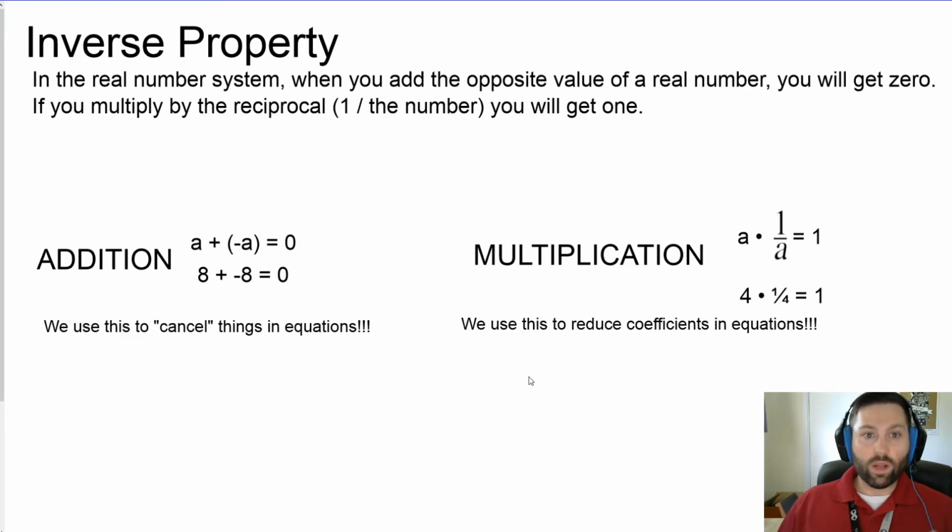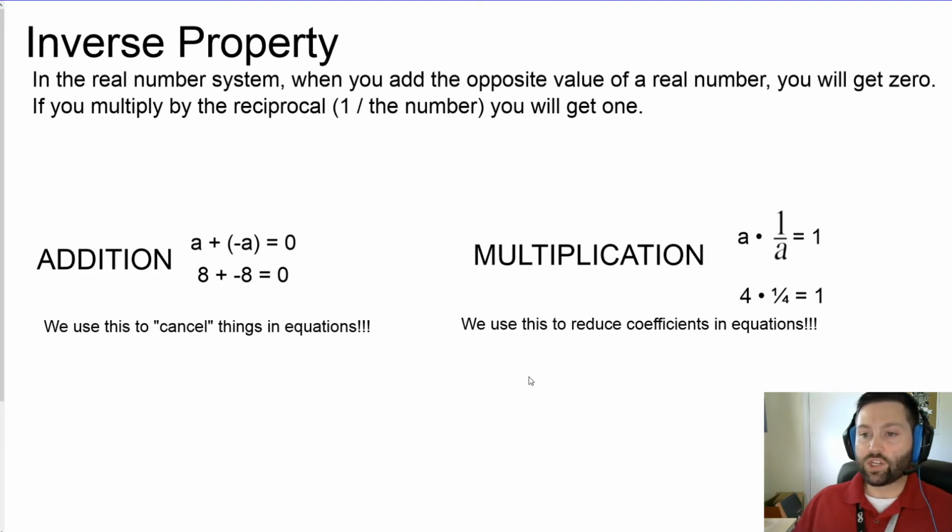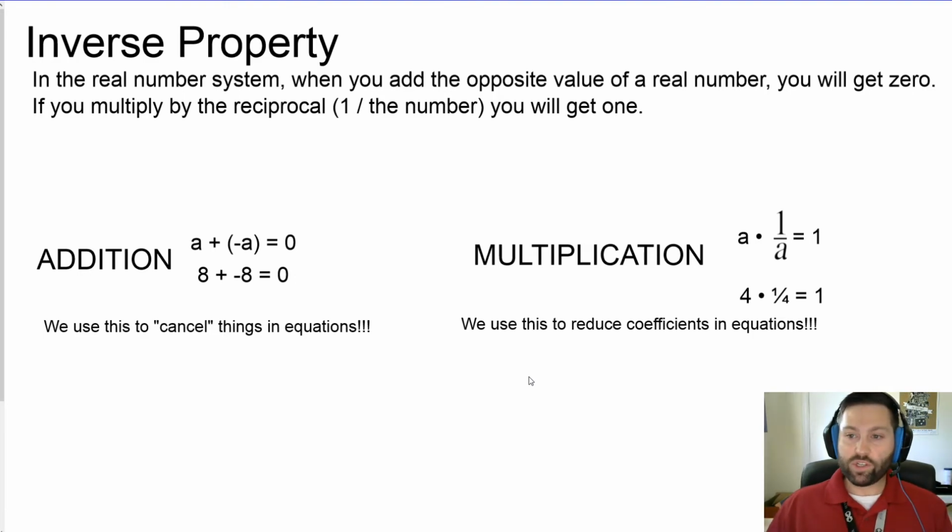And the one that we're definitely going to need almost right away is the inverse property. In a real number system, when you add the opposite value of a real number, you will get 0. If you multiply by the reciprocal, which means 1 divided by the number, you will get 1. And these are important because we use the addition inverse property to cancel things. So you can see 8 plus negative 8 equals 0. That's how we move values from side to side in equations. And for the multiplication, we use this to reduce coefficients in equations.